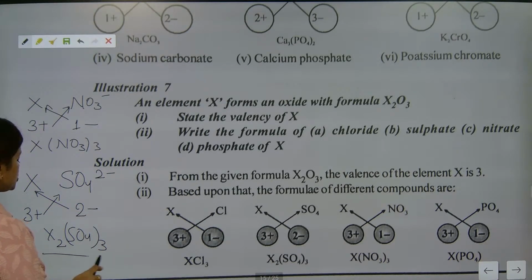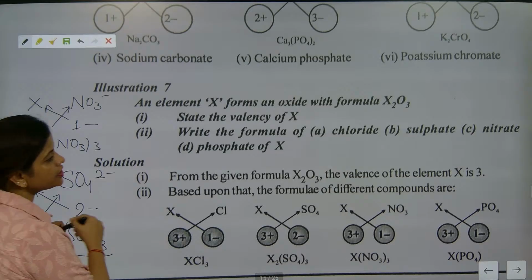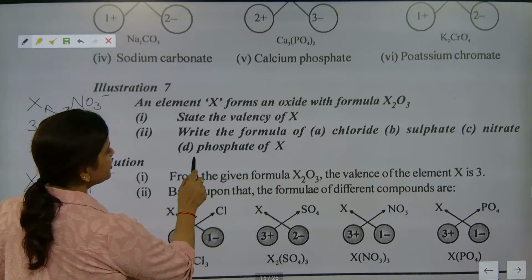This is exactly X2(SO4)3, whole thrice. So this is most important. Now beta, next one is what? After nitrate, it is called phosphate.